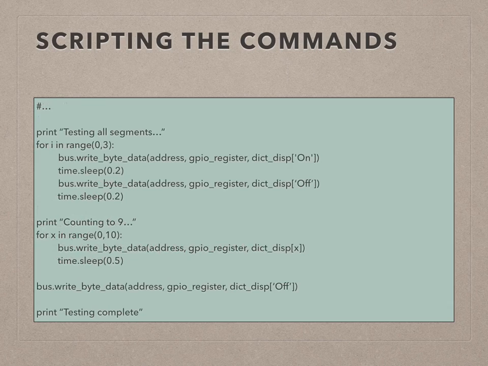The second section of code provides us the ability to test all segments by flashing them on and off 3 times, and then should use our defined dictionary to display the numbers 0 through 9 incrementally for half a second each.